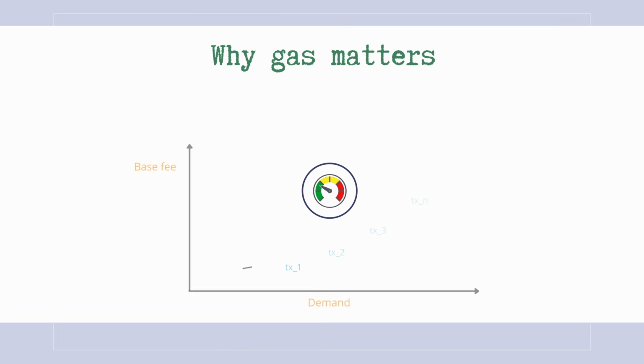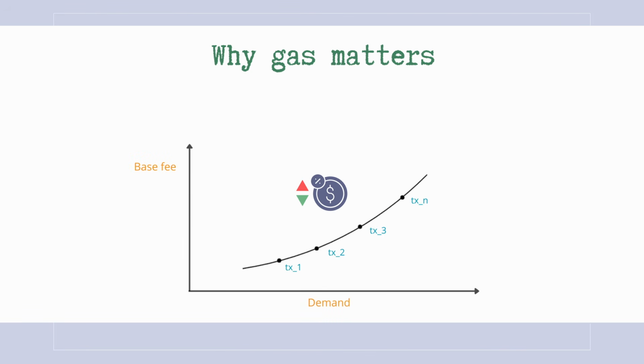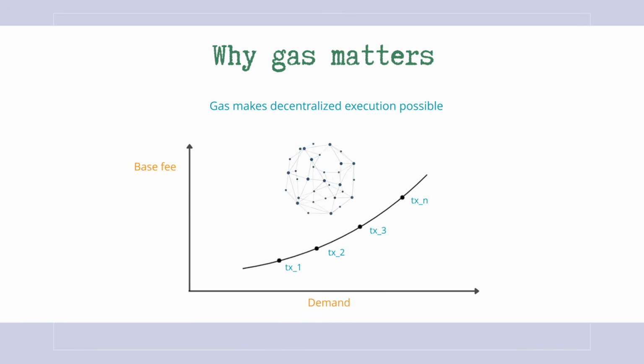Gas is how Ethereum measures, limits, and prices computation, and that is what makes decentralized execution possible.